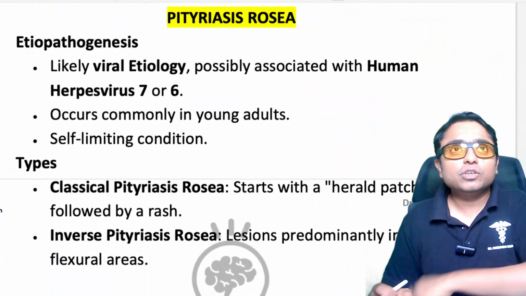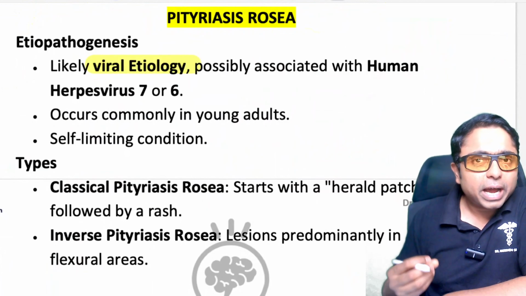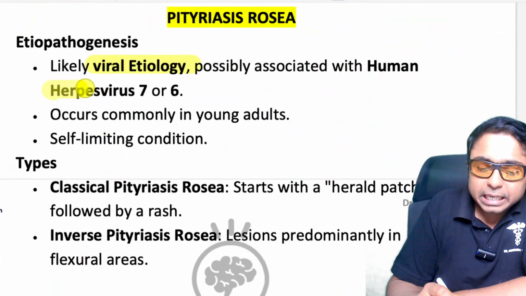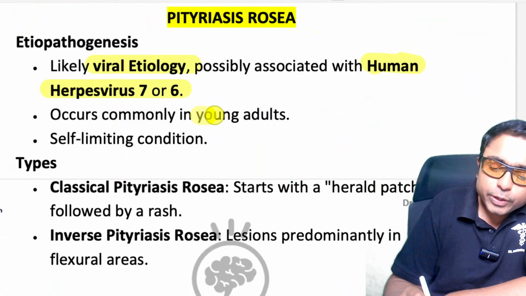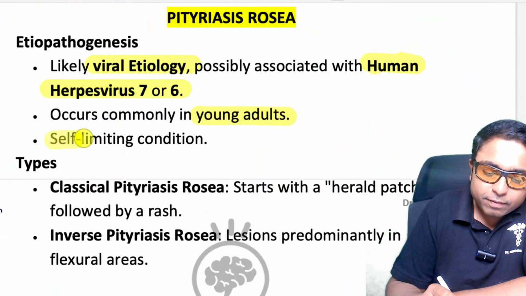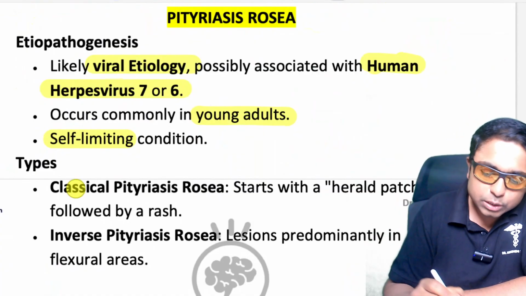So the next topic which we are going to discuss is Pityriasis rosea. This is also going to have a viral etiology. I hope all of you remember HHV 6 and 7, human herpes virus 6 and 7, and it usually occurs in adults, and it is a self-limiting condition. 6 to 12 weeks is the time within which it is going to resolve on its own.